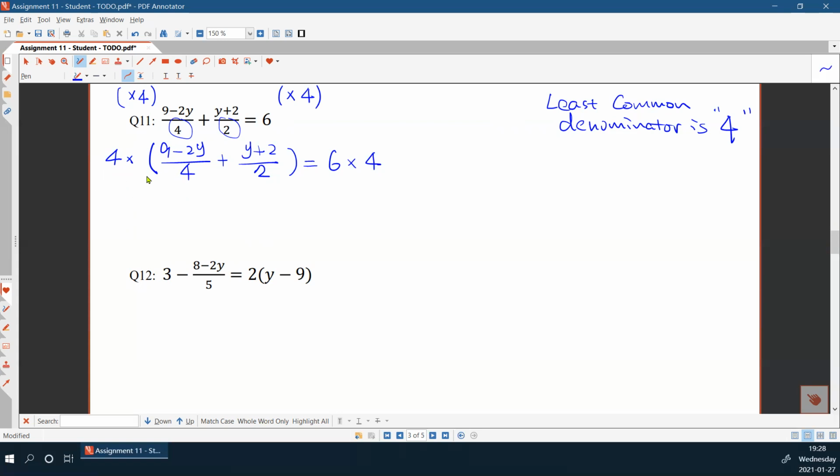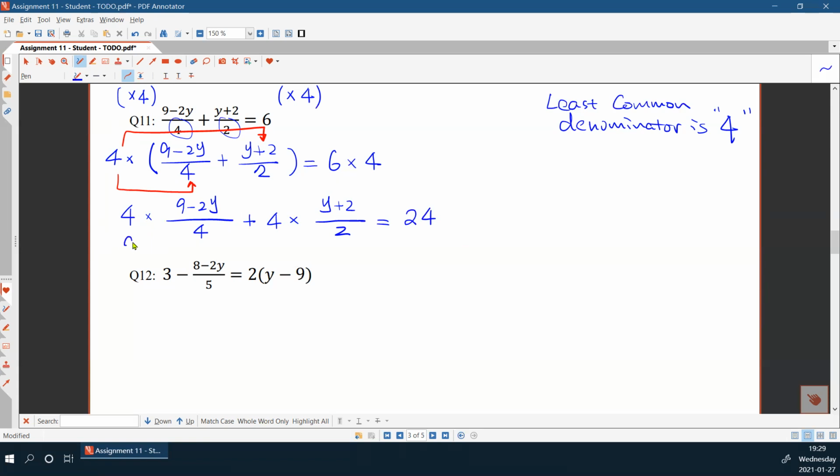And by the distributive law, we can expand the left-hand side, right? This is the first term, and this is the second term. Okay, we distribute this 4 to the two terms in the brackets, which gives us, okay, I'll write one more step for you here. 4 times the first term plus 4 times the second term equals 6 by 4 is 24, okay?